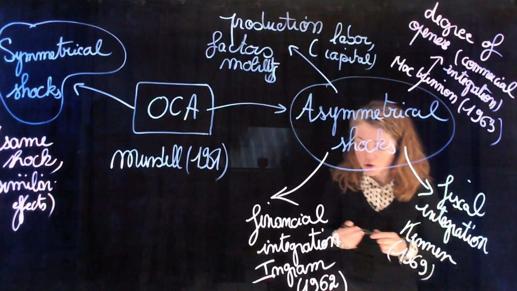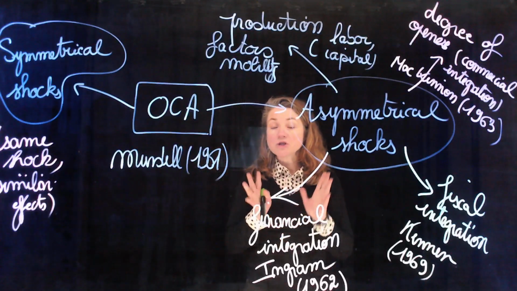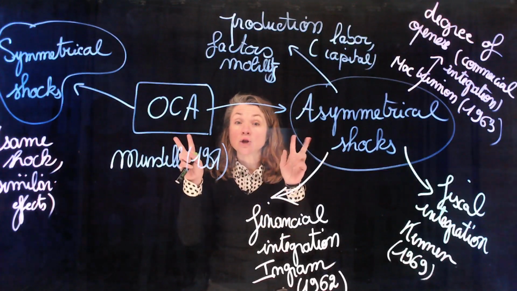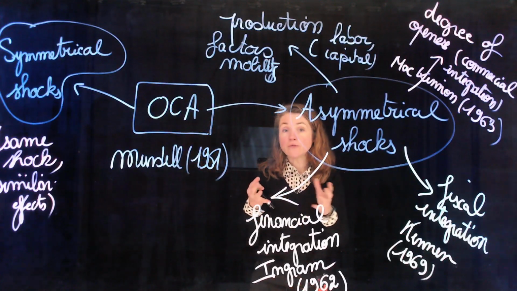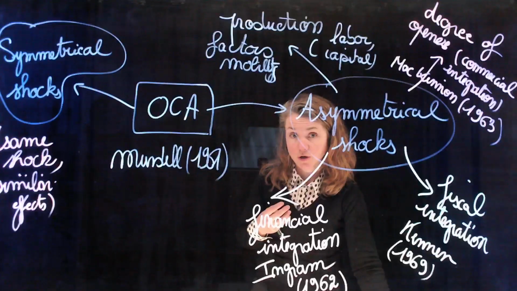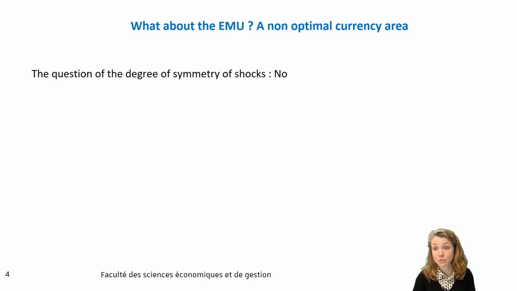Kenen in 1969. So here we have the picture of all the different factors which could enable to qualify the currency area as an optimal one. It means a currency area in which there are enough mechanisms to cushion the effect of economic shocks. Now, what about the European Monetary Union? Is European Monetary Union really an optimum currency area? Unfortunately, not really. Why? First of all, because shocks are not really symmetrical.